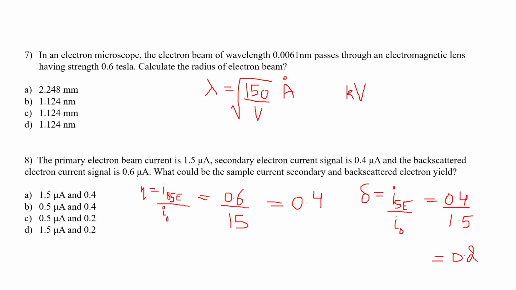For backscattered electron they have provided 0.4 in option A and in option B. In this one, your backscattered electron yield is 0.4, but your secondary electron yield should be 0.26. Option A and option B say 1.5, which can't be true because your beam current is also 1.5 only, so your secondary electron yield cannot be equal to that. So you can correct option B, I guess, which is 0.5 microampere.